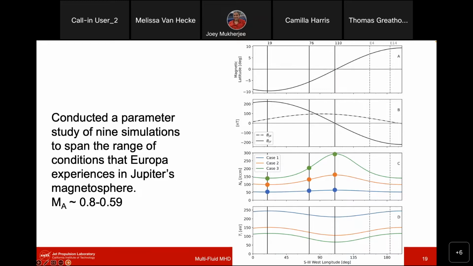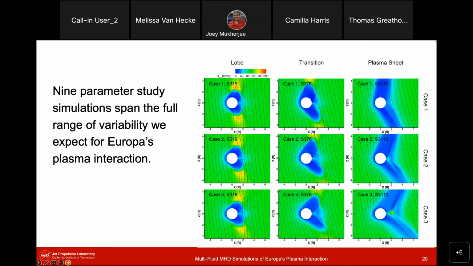What's on this slide is just the inputs to the different simulations in the parameter study that I'm about to show you. On the top, we have how the magnetic field varies throughout the magnetosphere, and then this is the density and the temperature. So this is a snapshot or a subset of the results from this parameter study.